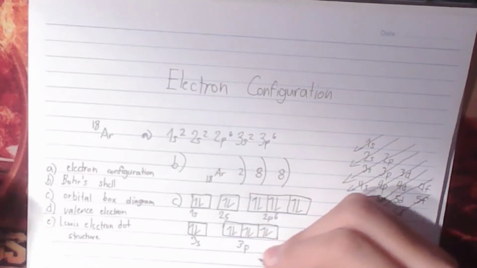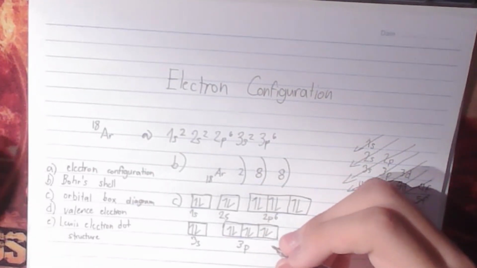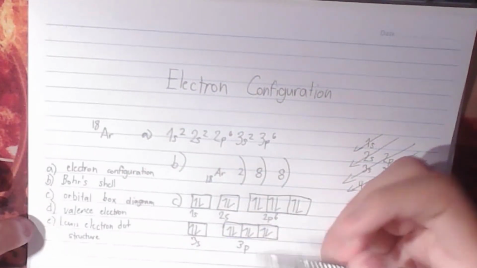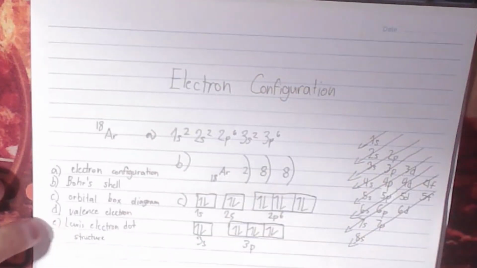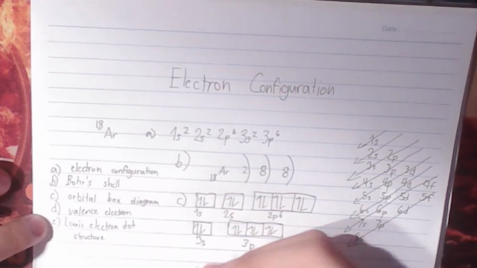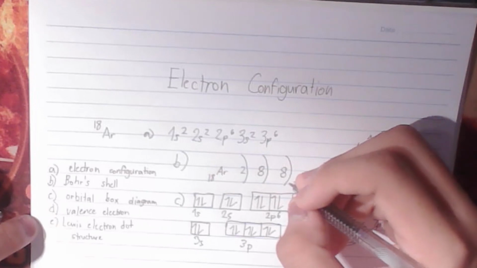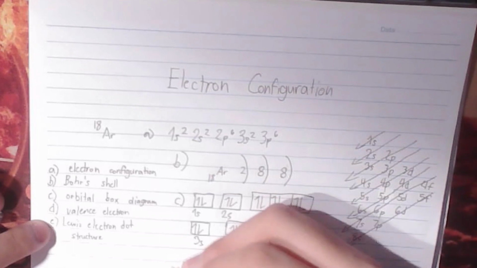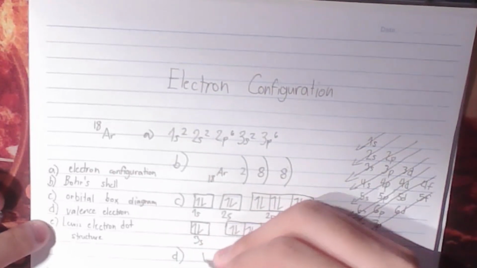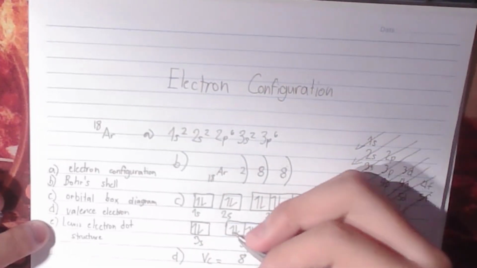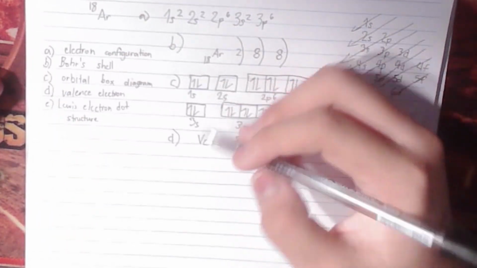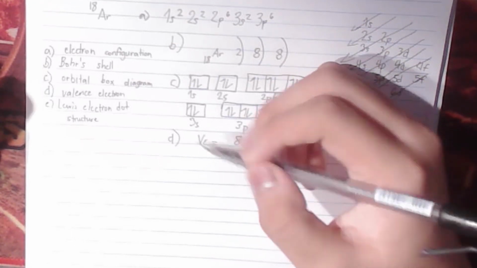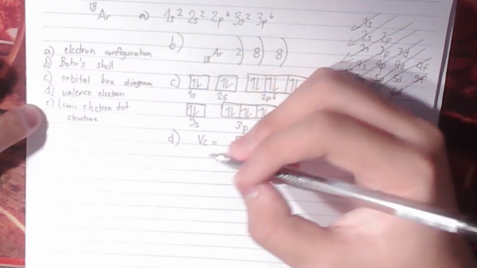Now, that is complete already. Now, let's go back to the second one, to letter B, Bohr's shell. Since we are going to find the valence electrons next, we look at the final shell, the outermost shell, and its amount of electrons, and that is 8. So, the amount of valence electrons is 8. And this one, valence electrons, heavily correlates to the Lewis electron dot structure.